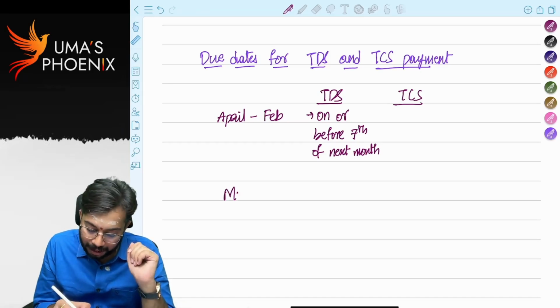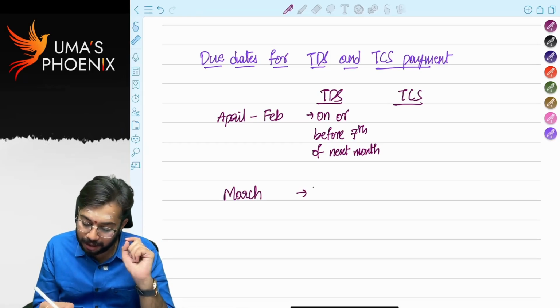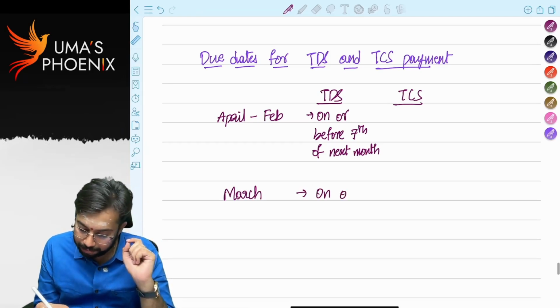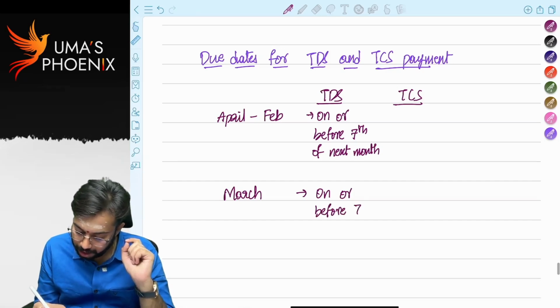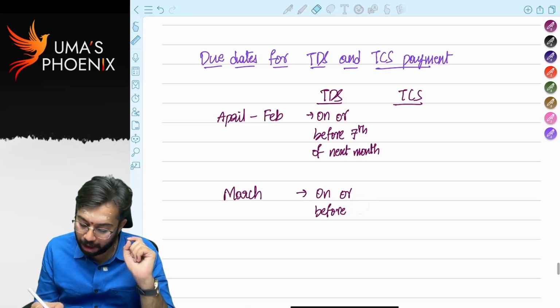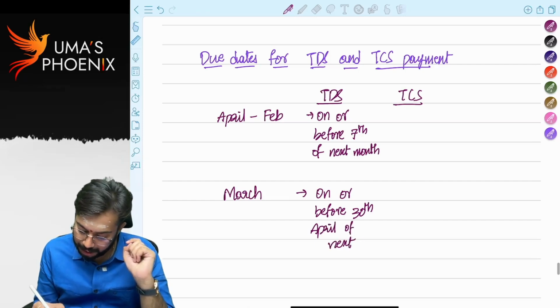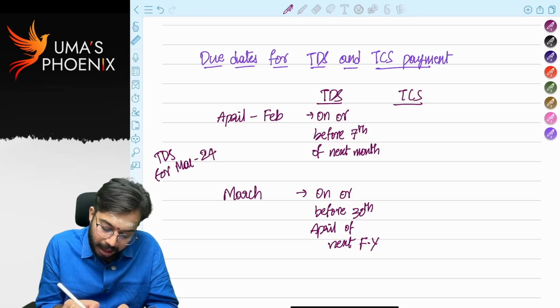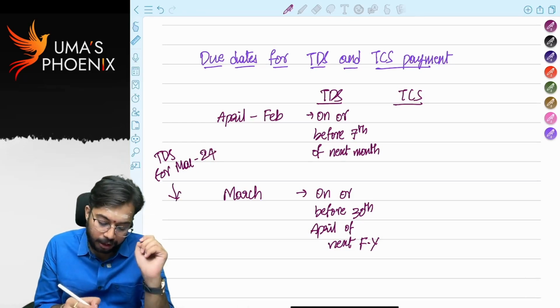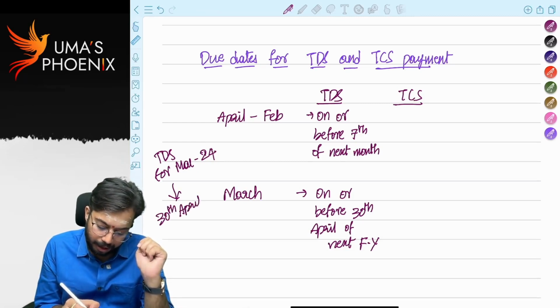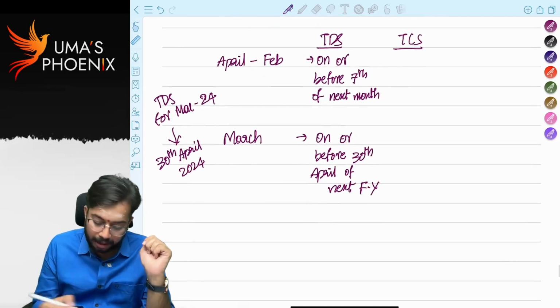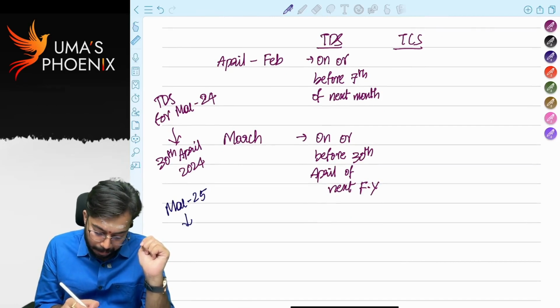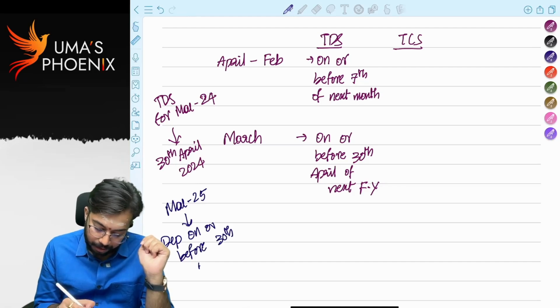Okay, the month of March: if TDS is deducted in the month of March, TDS is to be deposited on or before 30th April of next financial year. For example, TDS for March 2024 should be deposited in the next financial year, that means 24-25. It is to be deposited on or before 30th April 2024. Is it clear? If TDS is deducted in the month of March 2025, that should be deposited on or before 30th April 2025. Are you able to understand?